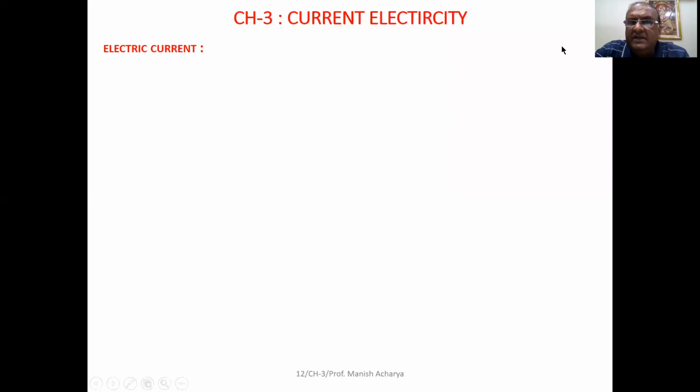Chapter number 3, current electricity. We all are aware of the importance of electricity in our day-to-day life, right? Related to this electricity, we have to carry out some study in this chapter. Chapter number 1 and chapter number 2, which we discussed, are known as static electricity.